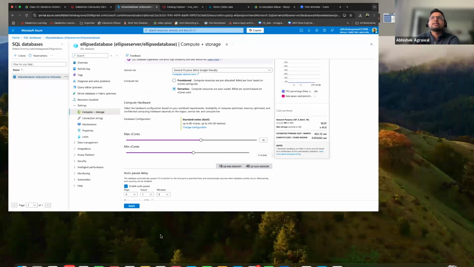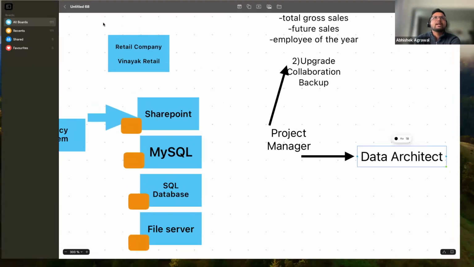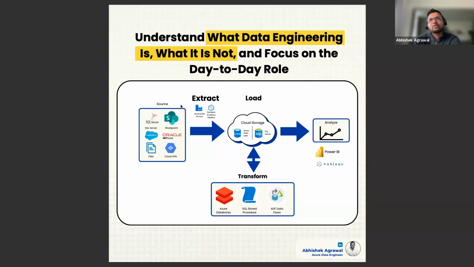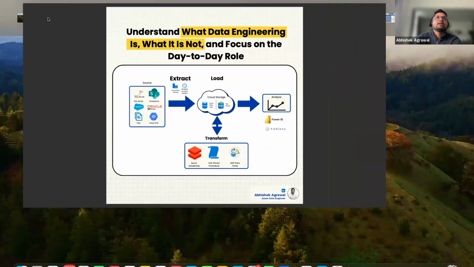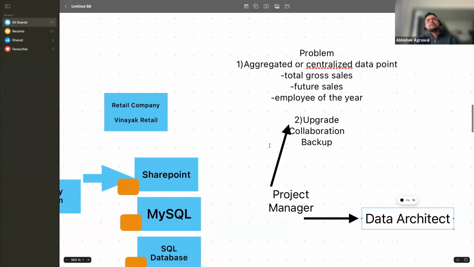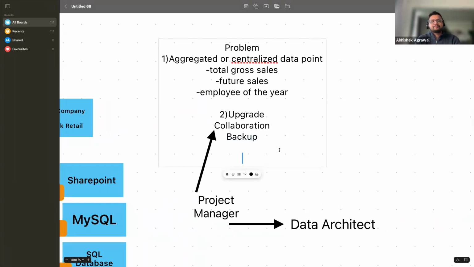So the project manager told that, hey, can you make the architecture diagram, right? So the architecture diagram was made: if you want to solve this problem, you can first of all do the extraction part and move this data to a cloud storage, right? And then Vinayak also wants some extra features, right? He wants to basically understand, he needs more understanding of data, right? That is what he wants.